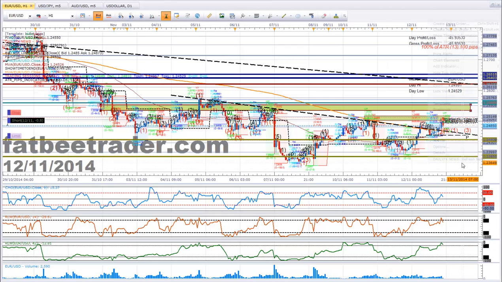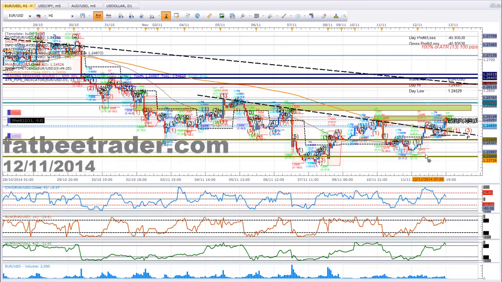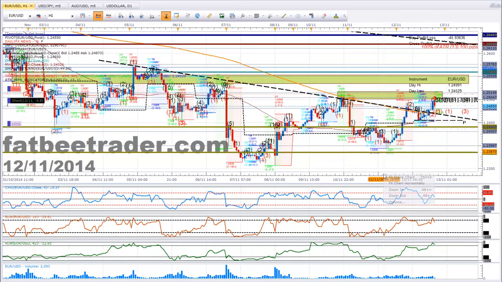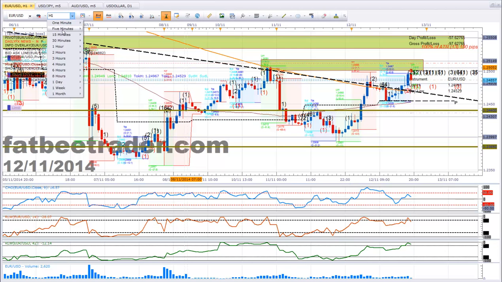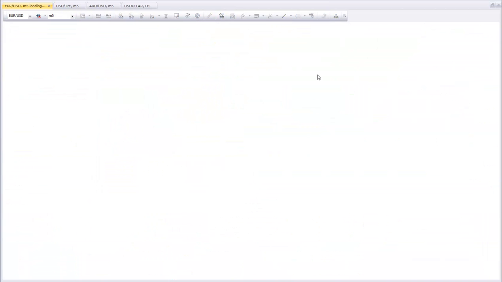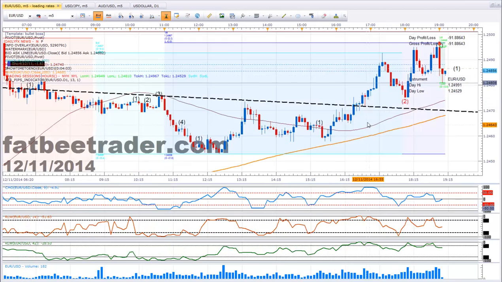have a bit of trouble getting through there, and my bias on this at the moment is still to the short side. I'd love it to get a bit higher so we can take a bigger short into it, but at this stage I'm just going to have my first nibble to the short side. Now I'll head back into the 5-minute chart so we can see our targets.